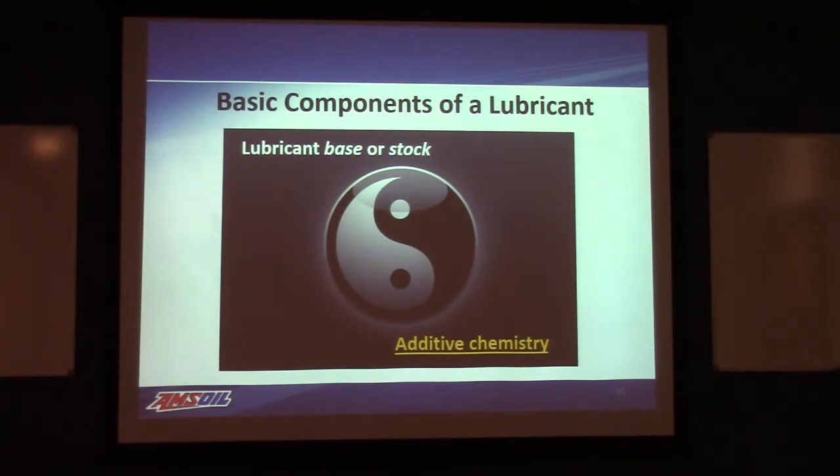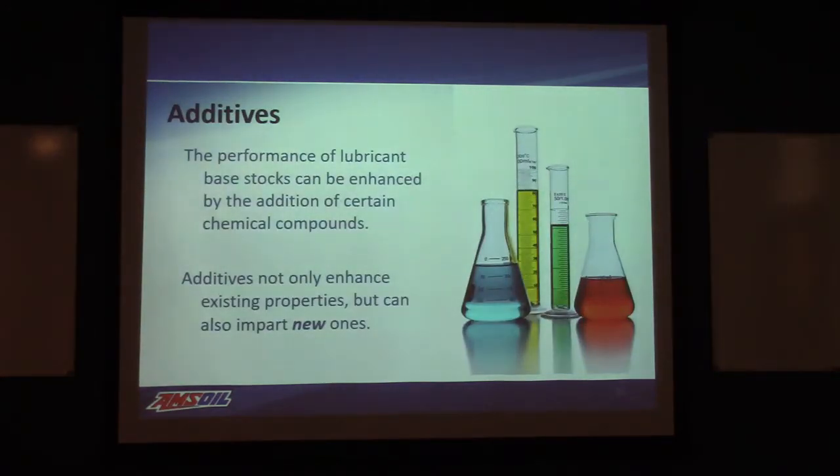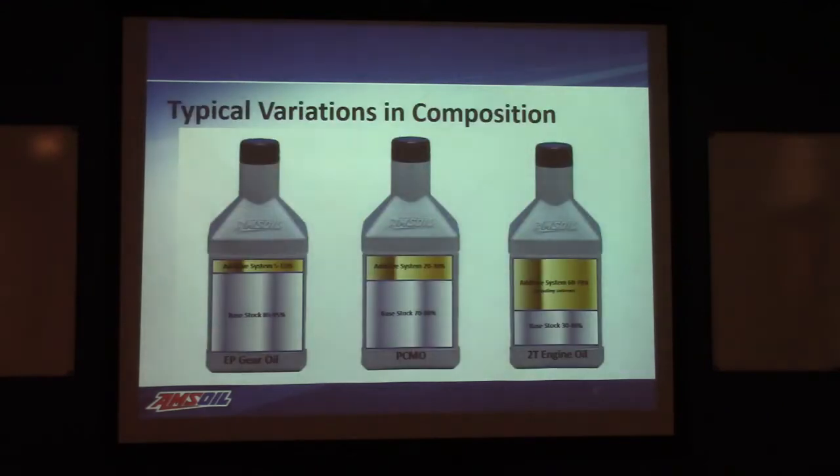Some base material, good base material, and generally some type of additive chemistry. Because what this additive chemistry is going to do is either improve characteristics of that base material or impart new properties, new characteristics to it, brand new ones that it didn't have. How much is used? Well, it really depends on the product itself.